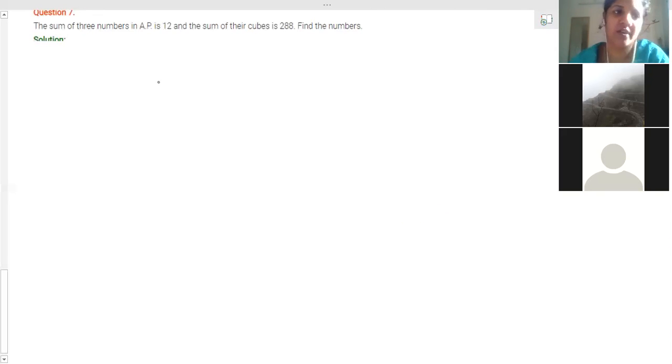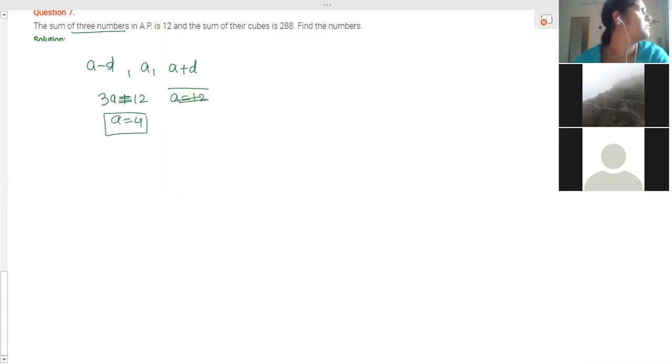So 3 terms are in AP. 3 numbers are there. So what do we have to consider? A minus D, A and A plus D. Sum of them is 12. So that means 3A is equal to 12. So A is equal to 4.